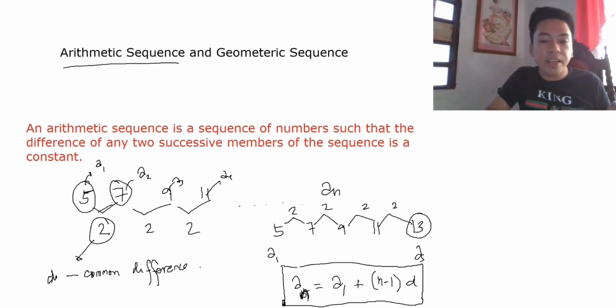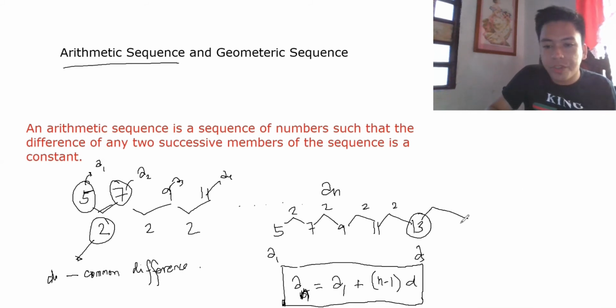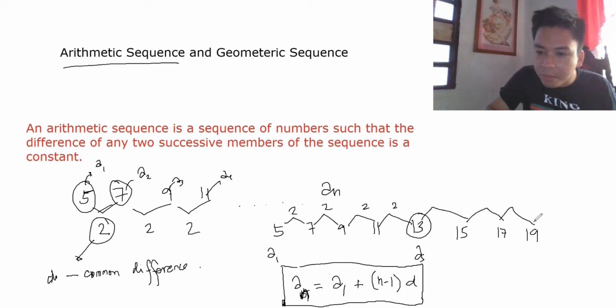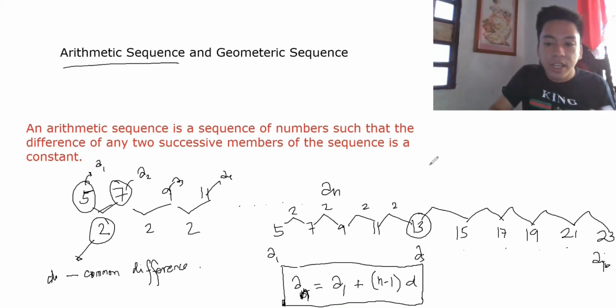Say, for example, let's continue the sequence here. 13, next to that is 15, 17, 19, then 21 and 23, correct me if I'm wrong. So that's 6, 7, 8, 9, 10. This is a sub 10, or the 10th term. So let's try if it matches the formula.